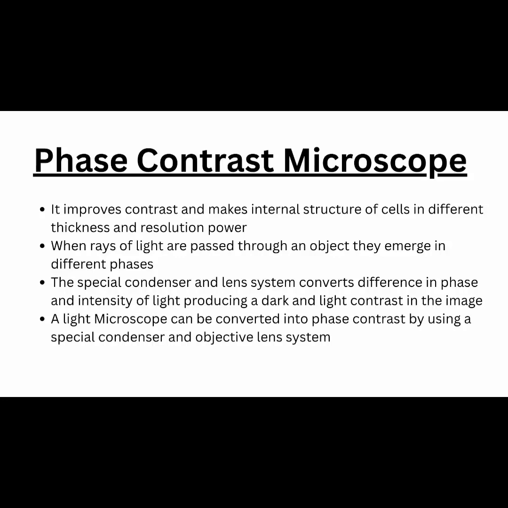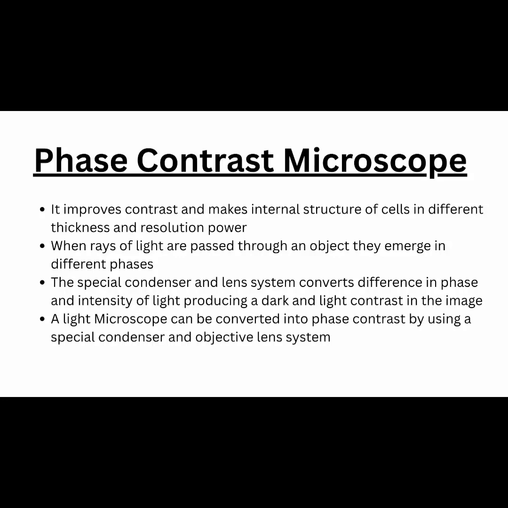Two different kinds of phases are created. The special condenser and lens system converts the phase and intensity of light. So the change in phase creates a change in contrast. This is the working principle. A light microscope can be converted into a phase contrast microscope by using a special condenser and objective lens system. So this is the phase contrast microscope.